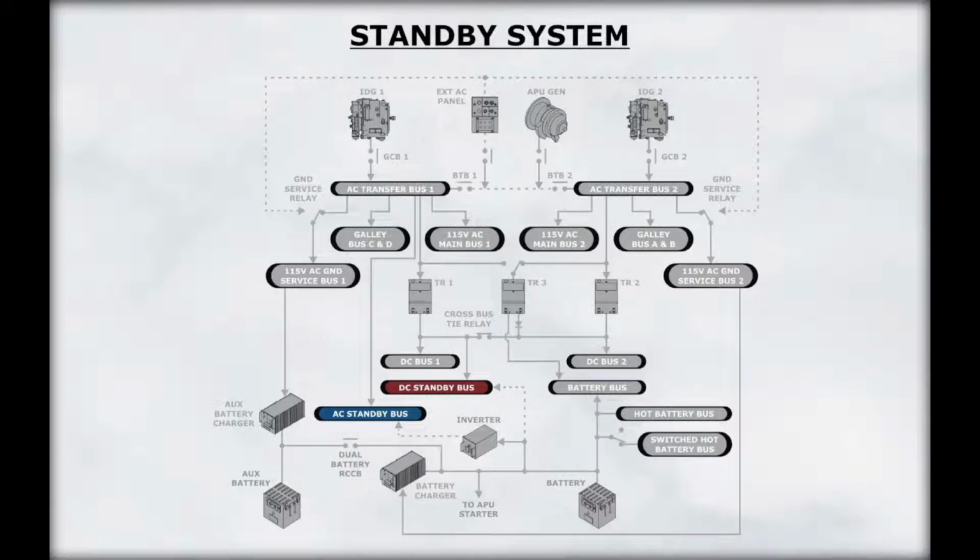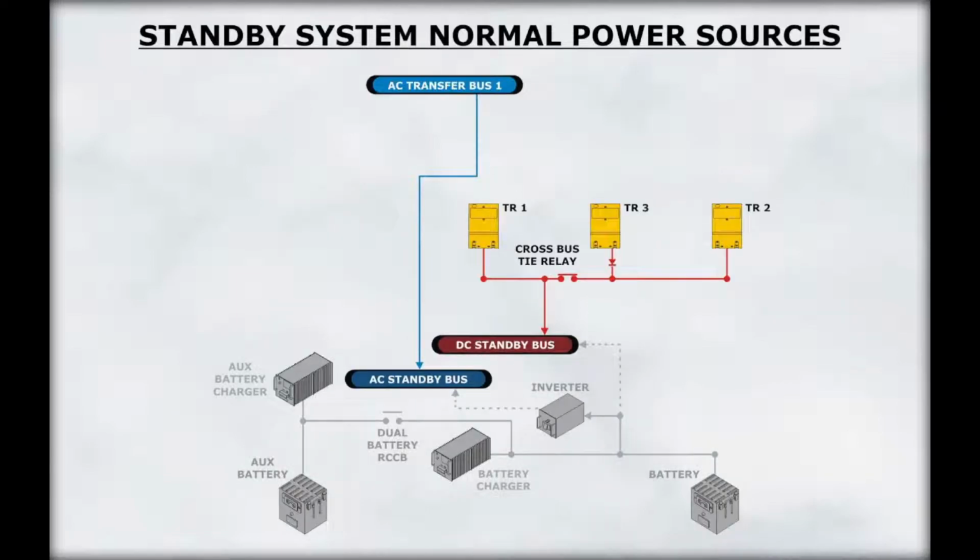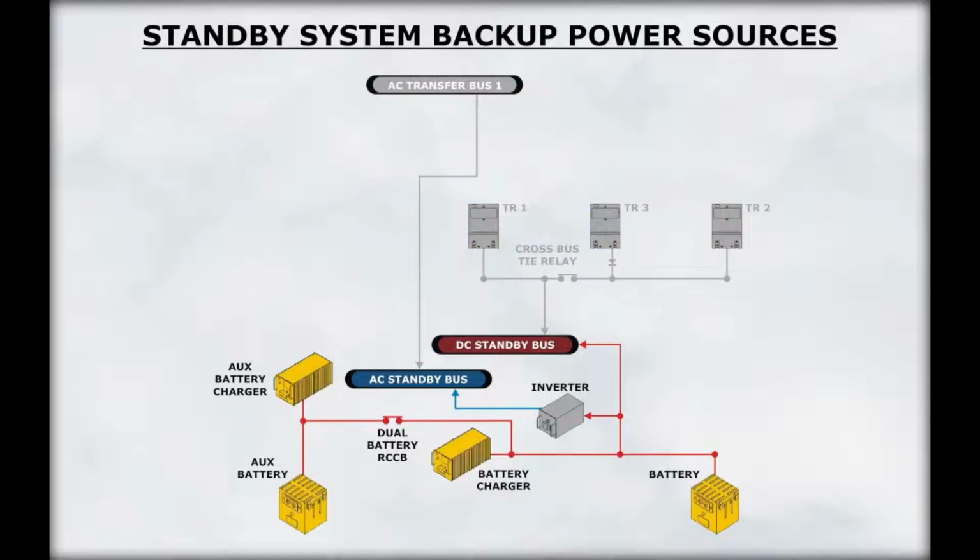Let's look at the standby system. The AC standby bus is powered by transfer bus number 1. The DC standby bus is powered by the transformer rectifiers. The standby buses supply power to some of the essential systems in the event of a failure of normal electrical power. The backup power source for the standby AC and DC is the batteries.